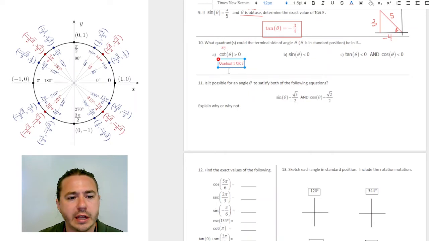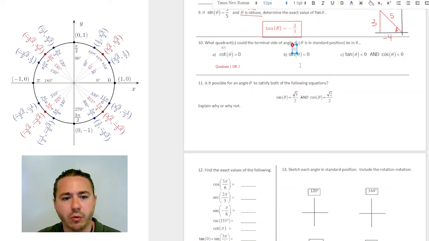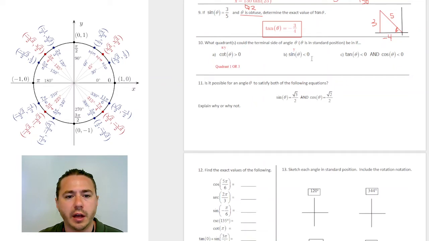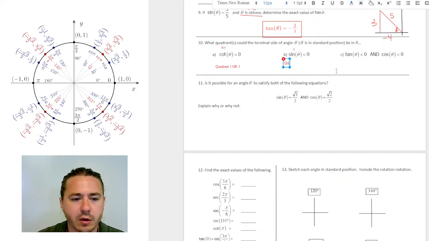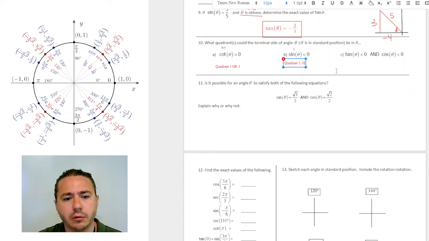So if cotangent's positive, then you could be in either one of these, and we would need some other bit of information to narrow it down. Sine is referring to the y-coordinate. So we're looking for where the y-coordinate is negative, and the y-coordinate would be negative in either quadrant 3 or 4.